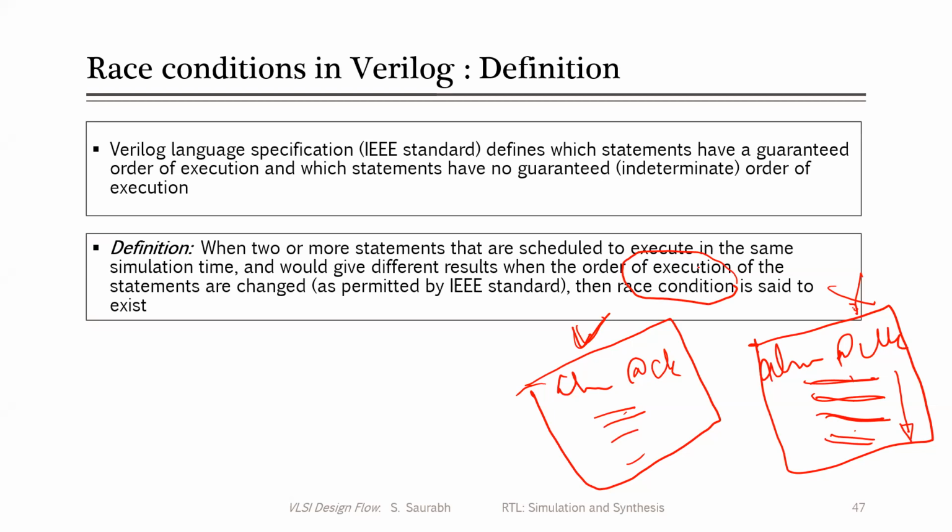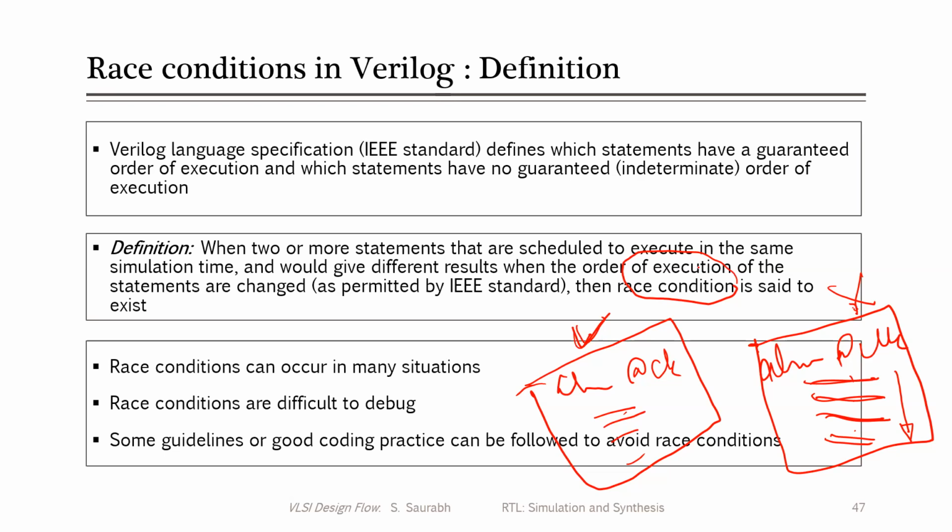Why? Because different simulators will give you different results, and your verification is not correct in that case. Your verification result depends on the particular simulator that you are using. Your circuit may not be guaranteed to work the same way, because synthesis may be treating that same construct in a different way, and it will produce a circuit which is different from what you have actually simulated. And therefore, race conditions should be avoided.